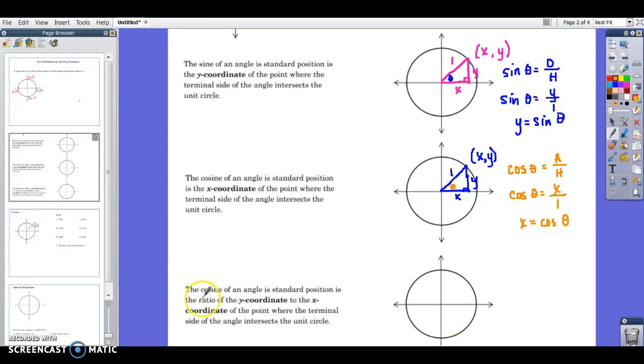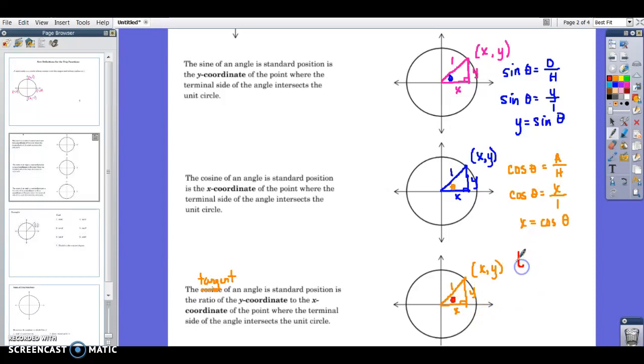Now, if we go to the last one, and this actually should say tangent, not cosine. If we go to our last picture here, and here's our point x, y. Here's our triangle. Remember that this distance is x, this distance is y, this is 1, and my theta is here. Oops, that's a theta there. I know that's kind of hard to see.